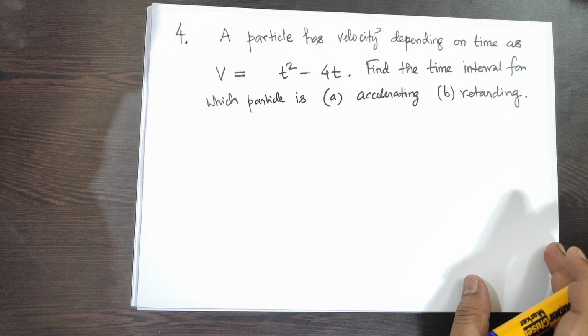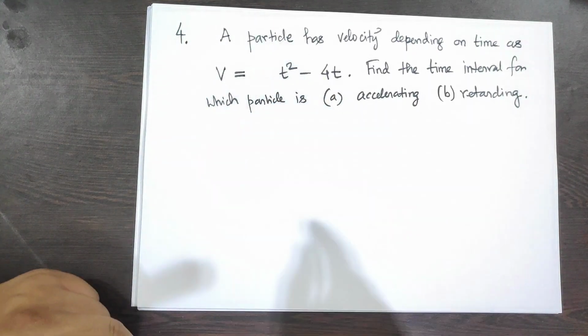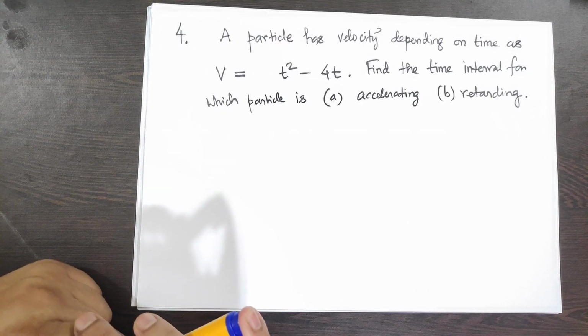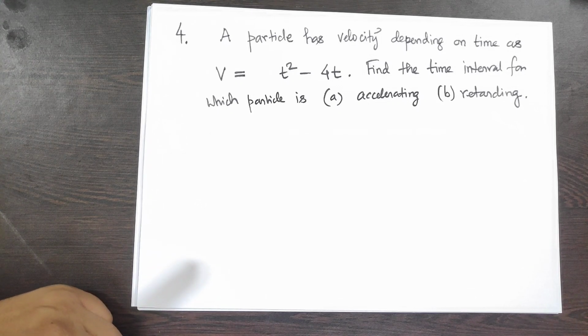Now next problem. A particle has velocity depending on time as v equal to t square minus 4t. Obviously this is a case where velocity is a quadratic equation in time, so acceleration won't be constant. By the way, you have to find the time interval for which the particle is accelerating and for which it is retarding.